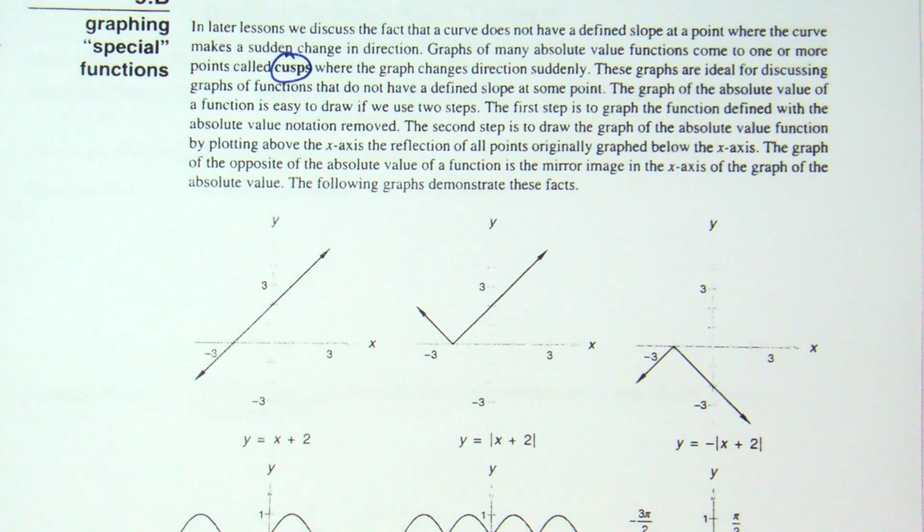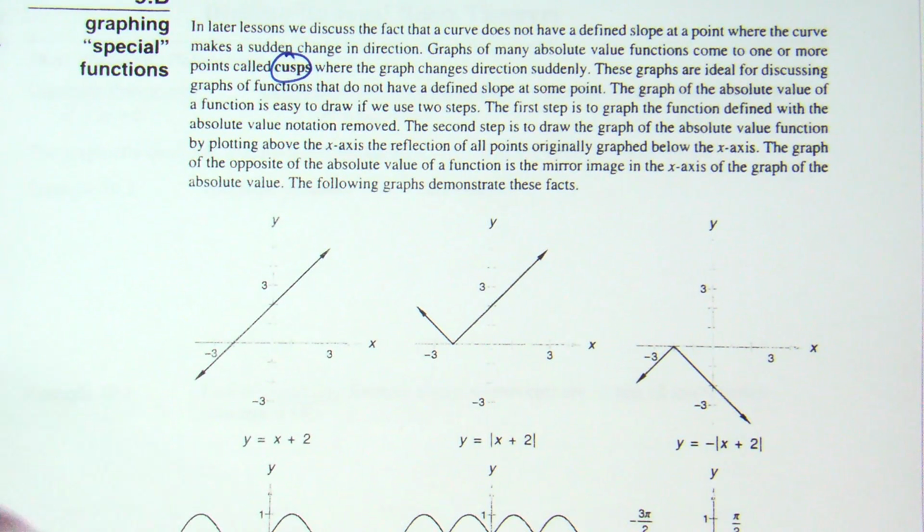One thing I do want to mention, you see the word cusp up there. Okay, that is a good calculus word. It talks about graphs of many absolute value functions coming to one or more points called cusps, where the graph changes direction suddenly. So we're used to our graphs having smooth curves, right? A cusp, like for instance in the absolute value, is a hard turn, and that makes a difference, because we'll talk about later in calculus how we won't be able to differentiate there. I know that means nothing to you right now, but give it a few weeks and it will.